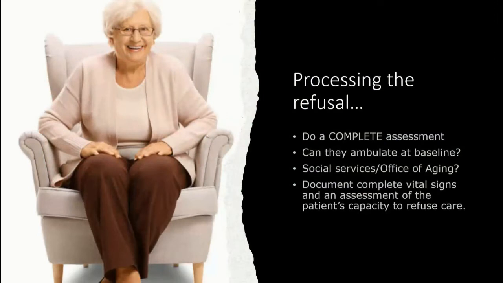You have to do a complete assessment. You have to see if your patient can walk. See if they're able to walk from the chair back to their bed. See if they need some additional services. This is a great opportunity for you to become a patient advocate and involve Office of the Aging or social services. Maybe call a family member and say, hey, mom can't take care of herself. She's on the floor and she really could use some help.